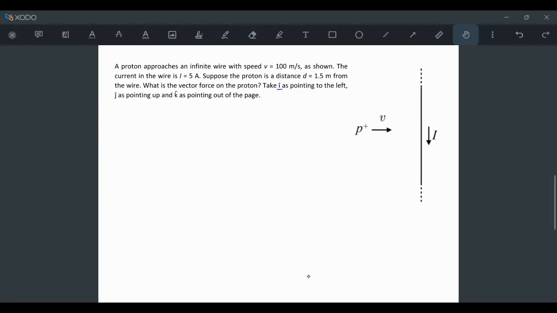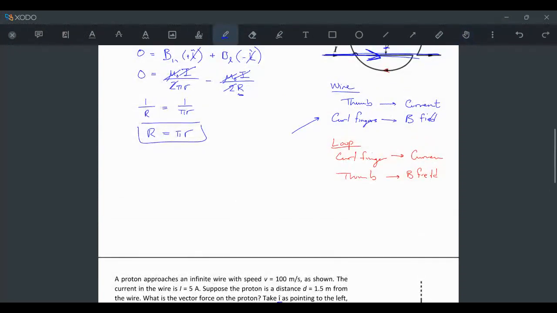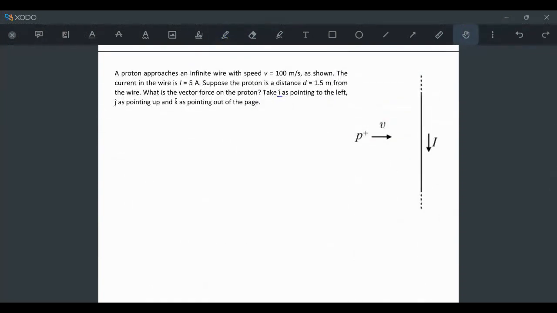So let's first find out what the direction of the magnetic field is. Let's just draw what's going on, and then we'll worry about the numbers after. If we use the right-hand rule that we wrote down right here for a wire, we put our thumb in the direction of current. So that's pointing your thumb towards the bottom of the page.